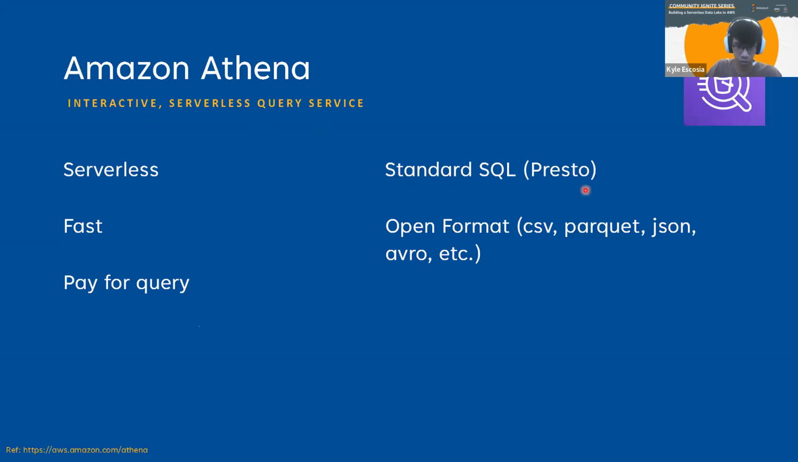So based siya sa Presto, kung familiar kayo kay Presto engine. And then it also supports open formats such as CSV, Parquet, JSON, Avro, etc. So basically almost all of the data formats, no? So that's Amazon Athena. You can run SQL scripts para ma-query mo yung data mo kay S3.